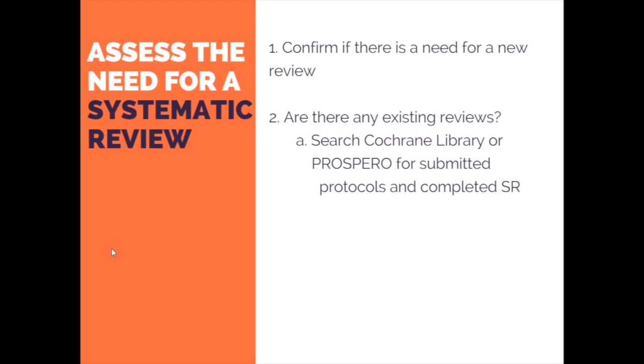You could go on to Prospero. Prospero is a site where researchers submit their protocols and put them out there in a public registry to show their intent of what review or topic they want to do a review on. So you could go on there, see if somebody's already interested in the topic you're looking to do a review. If there's already a lot on your topic, then maybe consider a different area of interest.